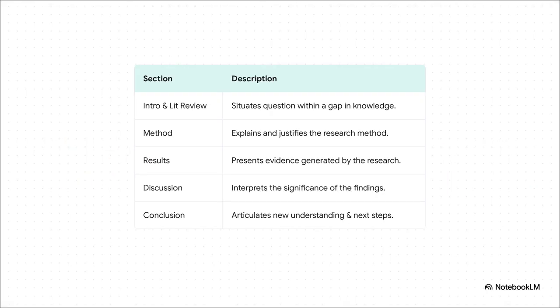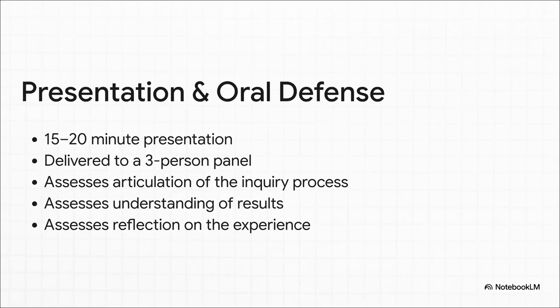And the structure here is absolutely key. This is not just a really long essay. It's a formal academic paper. Students have to do a full-on literature review to find a gap in what's already known. They have to justify their research method, present their findings, and then argue for why their work actually matters. It's the real thing. So that huge paper, that's 75% of their score.